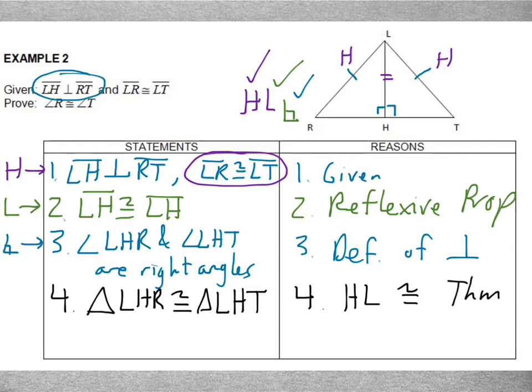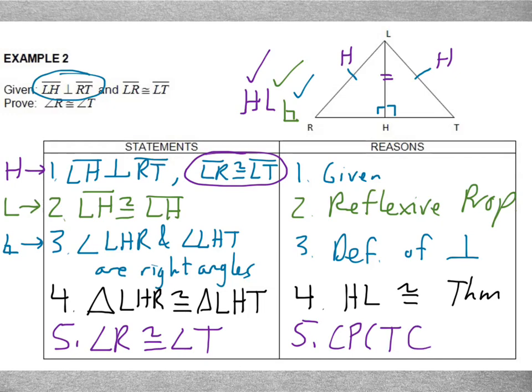Since I've now established that the two triangles are congruent, now I can say that my corresponding parts are congruent. So now I can say that angle R is congruent to angle T. And the reason? Because those are corresponding parts of congruent triangles. So therefore they are congruent. Okay, I've completed the proof.